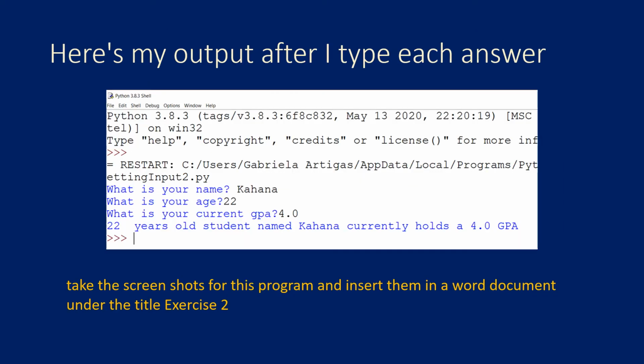So in my case, I kept using Kahana's name and then I said that she's 22 and the current GPA is 4.0, of course. I cannot have anybody that is not very smart around me. That's not true. So it would say 22 years old student named Kahana currently holds a 4.0 GPA. Kind of sounds like a headline.